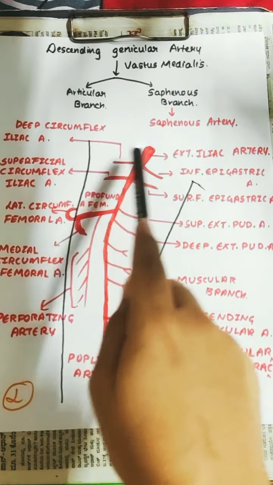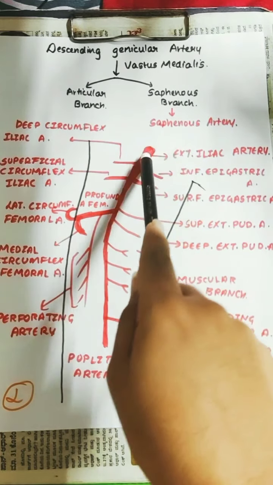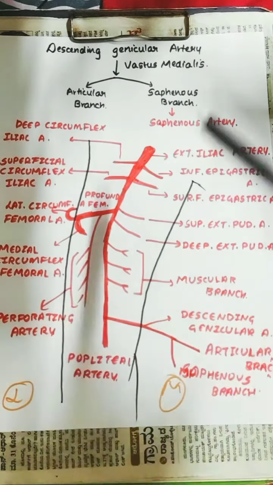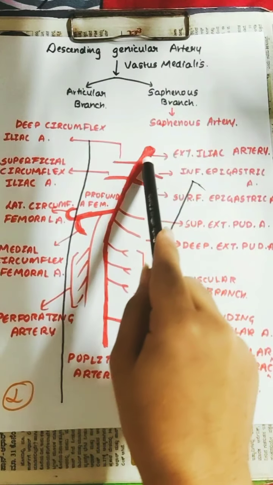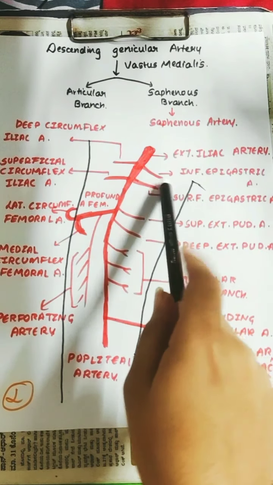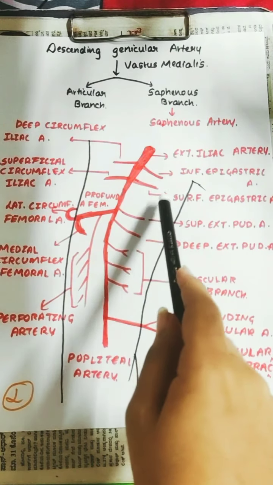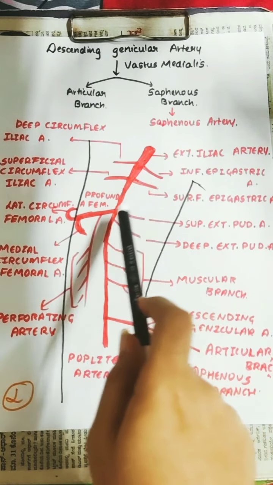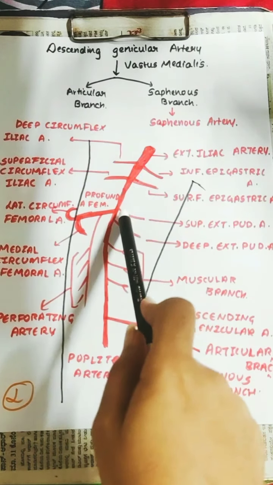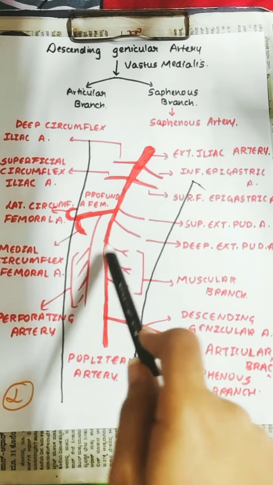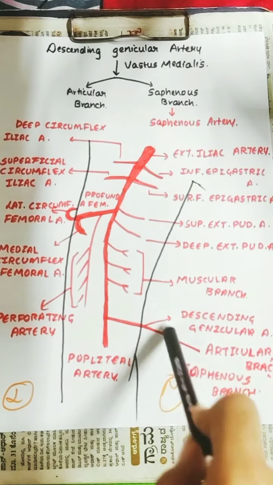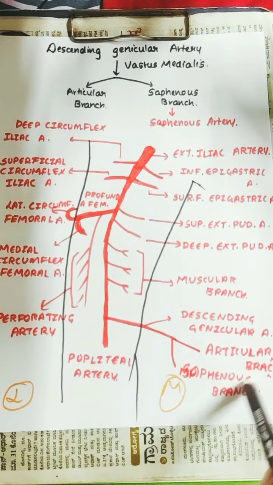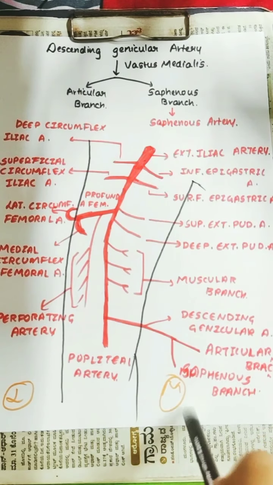So you can see the external iliac artery which divides, okay, this is the lateral aspects and this is the medial aspects. On the medial aspects, it divides into inferior epigastric artery, superficial epigastric artery. Then it continues to form superior external pudendal artery, deep external pudendal artery. It also gives off some muscular branches. Further continues to form descending geniculate artery, which gives off articular branch as well as saphenous branch. The saphenous branch consists of the saphenous artery.